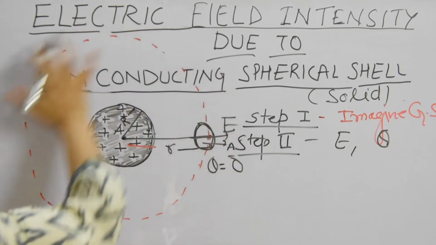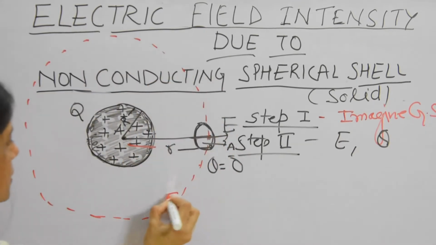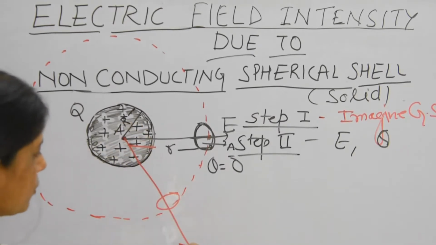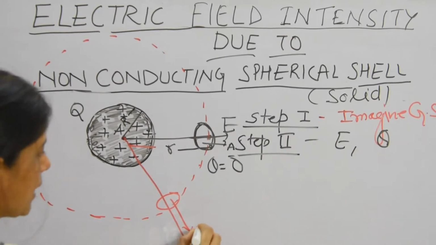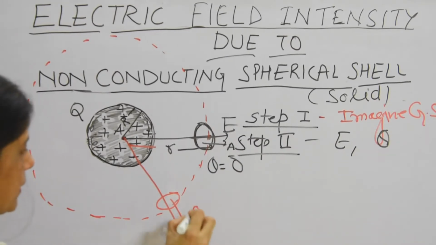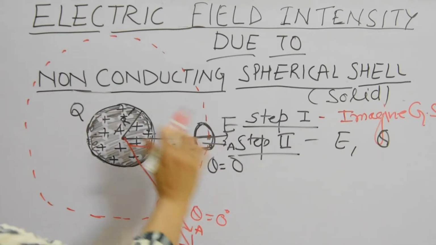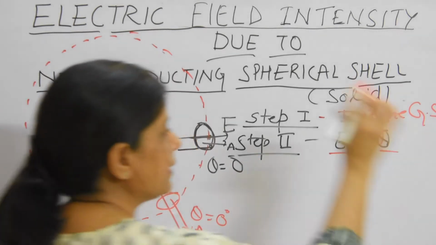Throughout the Gaussian surface, the direction of electric field intensity is radially outward, the direction of A is outward along the direction of E, and theta is 0. We have done this so many times. So on the Gaussian surface there is a symmetry of E and theta.